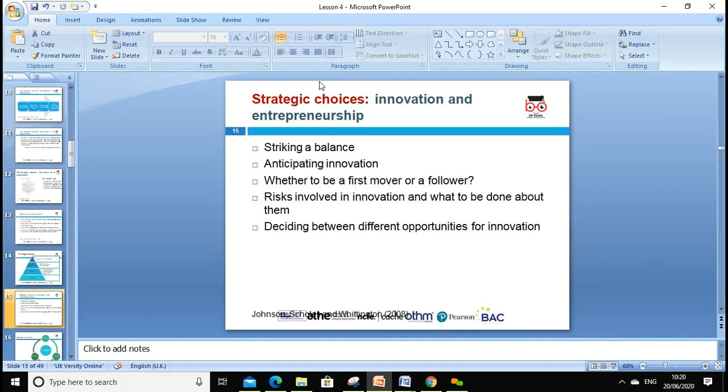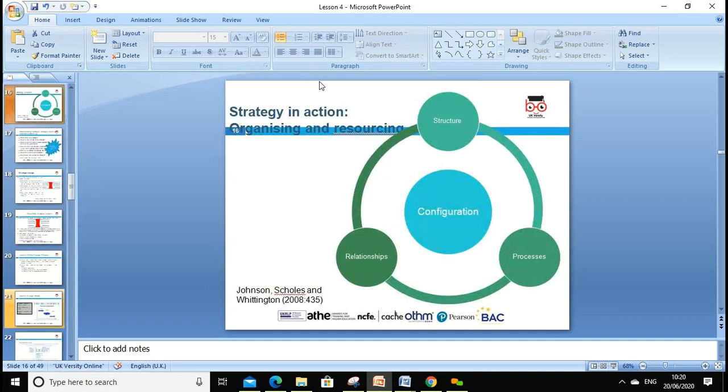Okay, that's all about it. We need to look around strategic choices, innovation, and entrepreneurship. We need to be balanced, anticipating innovation. Innovation is also change. You want to bring something new. There is risk involved in innovation. You need to look around the risk. You try to minimize it, and decide between the different opportunities for innovation.